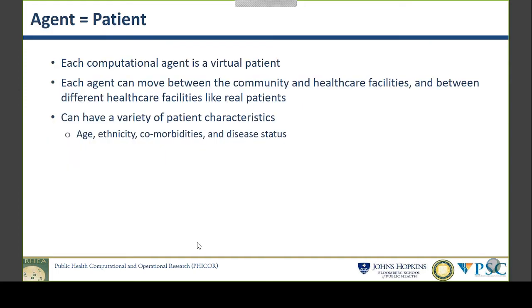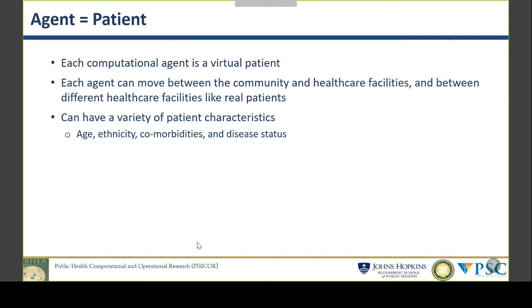So in this model, each agent is a virtual patient, so they enter into the system. Each patient is represented individually by a computational agent. They move between the community and the healthcare facilities. Turns out that in healthcare ecosystems, one of the big drivers is transfer.